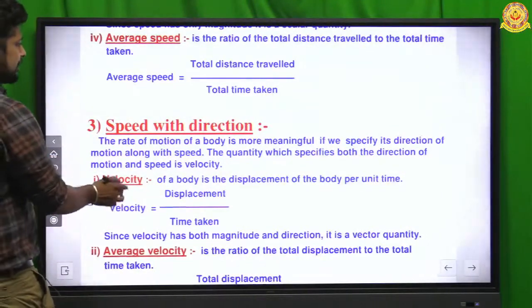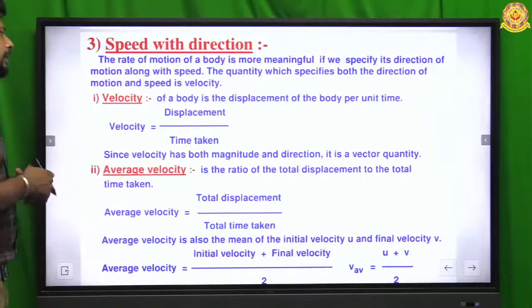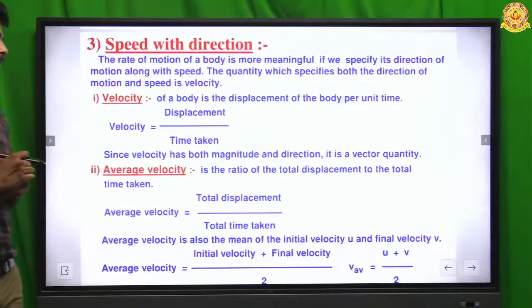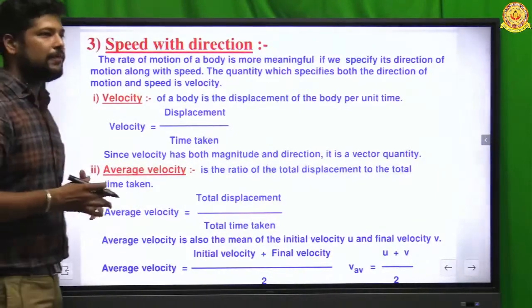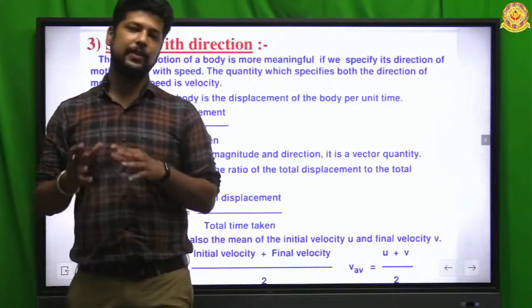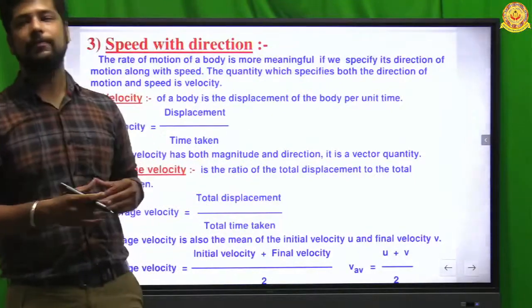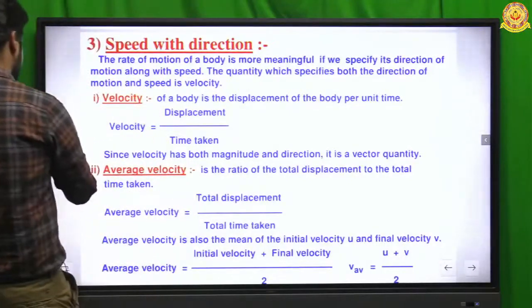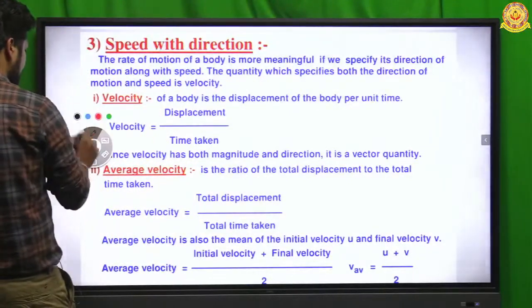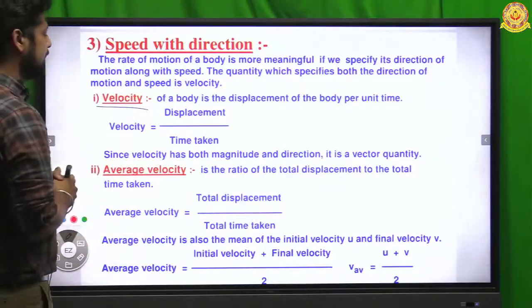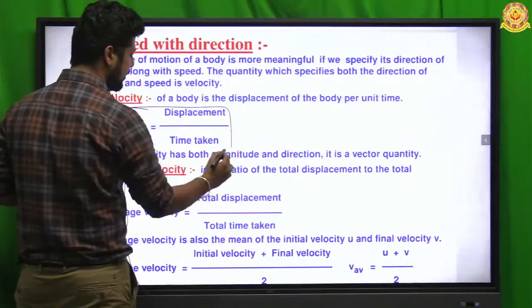Now speed with direction. The rate of motion of a body is more meaningful if we specify its direction of motion along with the speed. The quantity which specifies both the direction of motion and speed is called velocity. Right now we have studied what is speed, but when we include direction with the speed, we cannot call it speed; we term it velocity. Velocity is basically displacement upon time. Displacement per unit time is velocity.